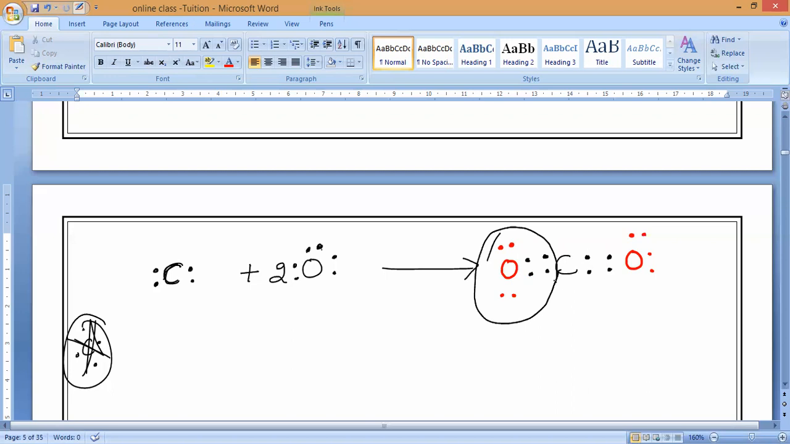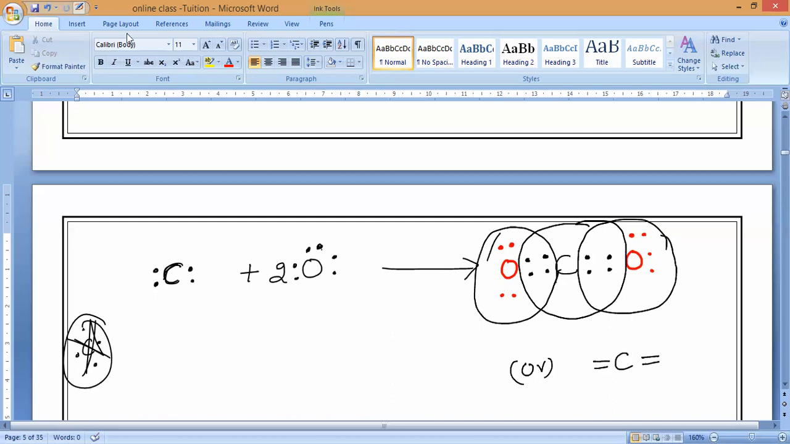Correct? Carbon feels it is having 8 electrons, and this oxygen also feels it is having 8 electrons. Correct, guys? Or else how can we represent it? We can represent it with a double bond, and this side and that side will be oxygen.